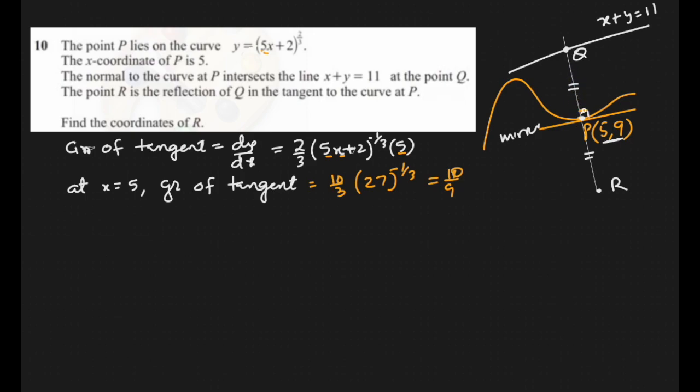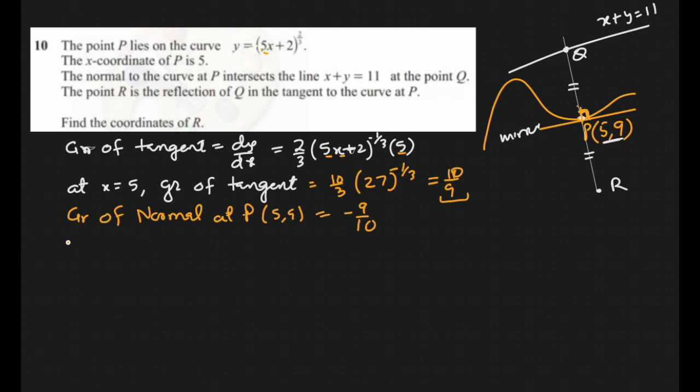What will be the gradient of the tangent? Sorry, normal, which is 90 degrees to the tangent. So the gradient of the normal at P, which is (5, 9), will be minus 9 over 10. Negative reciprocal of whatever is the gradient of the tangent.